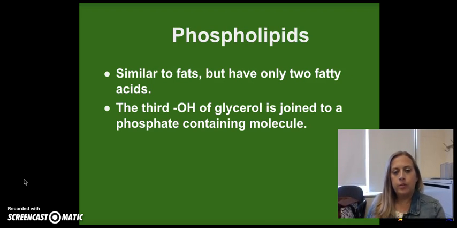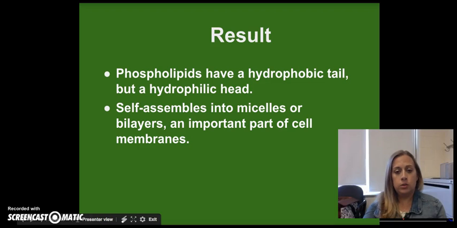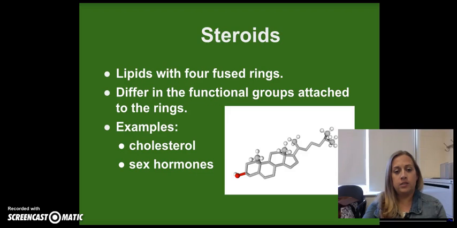Another type of lipid we're going to talk about are phospholipids. These are similar to fats, but they only have two fatty acids, and then that third hydroxyl group of the glycerol is going to be joined to a phosphate-containing molecule. And so it ends up looking like this. You are going to have the hydrophilic phosphate head, so this part will like to interact with water, and then you're going to have the hydrophobic fatty acid tails. So those are going to be the areas that don't like to interact with water. And so what happens is these molecules are going to self-assemble into micelles or bilayers, which we will spend a lot of time talking about later on in another chapter, but these are a really, really important part of cell membranes.